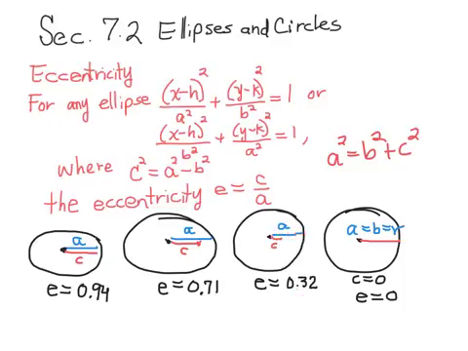And if a is the same thing as b, and that's the same thing as the radius, then the eccentricity is 0, because it's going to be a circle. If a is the same thing as b, and that is basically the radius, that's just a circle. Okay, so we're talking about eccentricity.